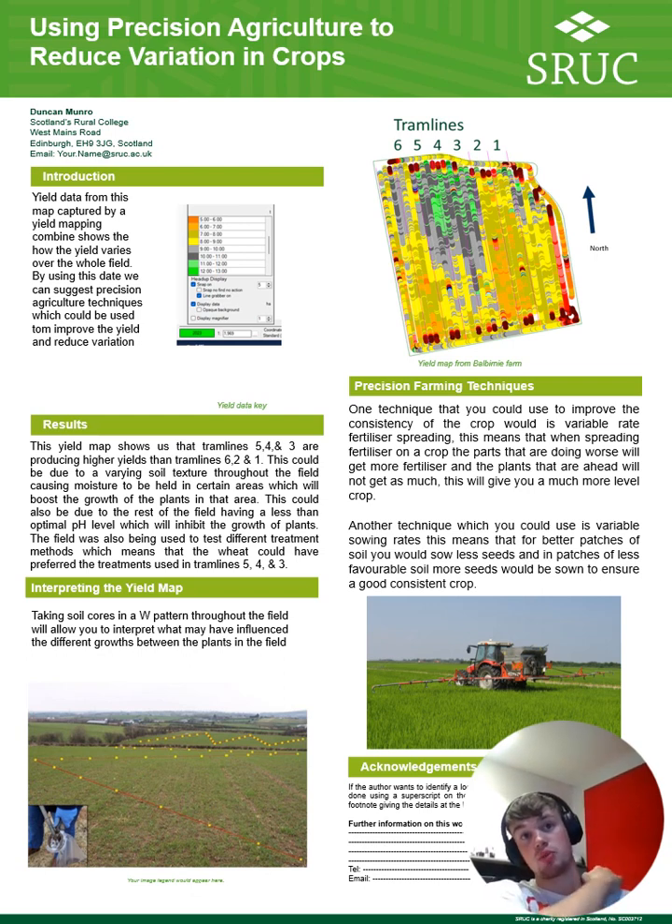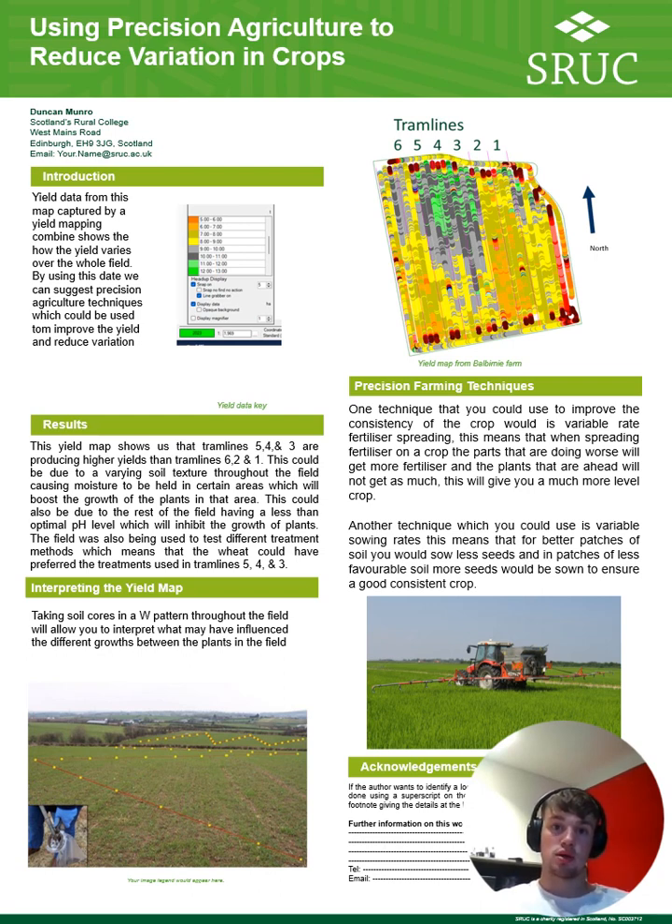And then onto precision farming techniques. I've said that one technique you could use to improve the consistency and to reduce the variation is variable rate fertilizer spreading. This is when the plants that aren't doing as well will get more fertilizer, and the plants that are ahead will not get as much. And this basically just gives you a much more even crop at the end when you come to harvest.